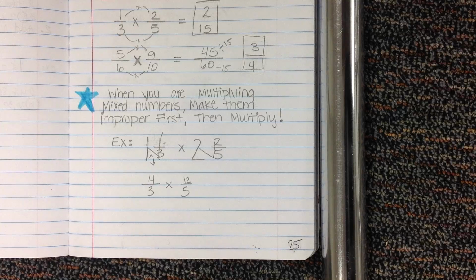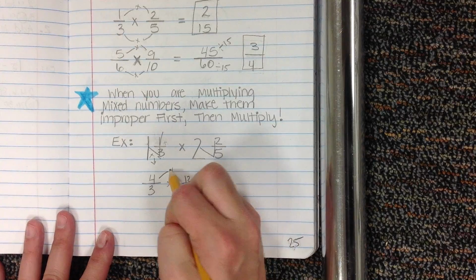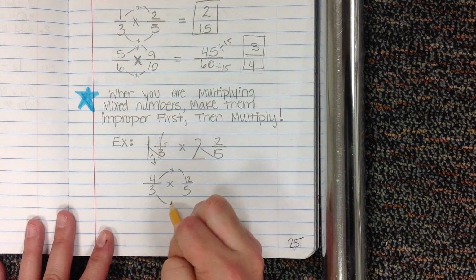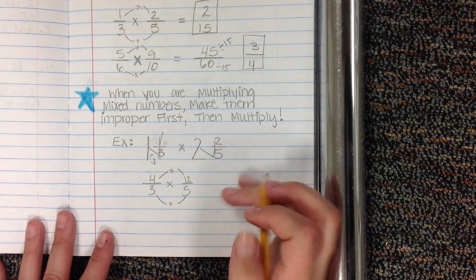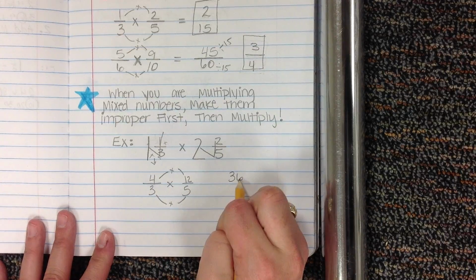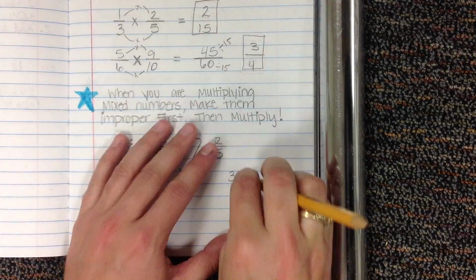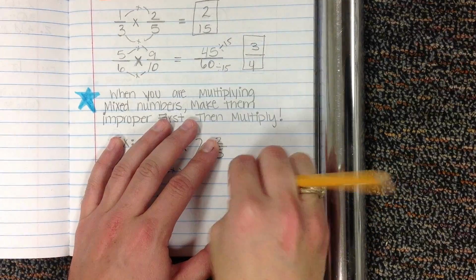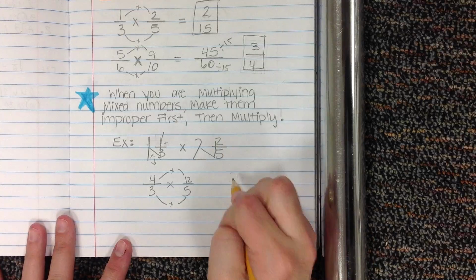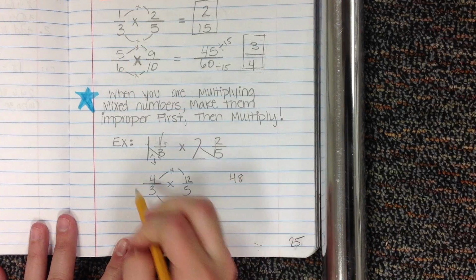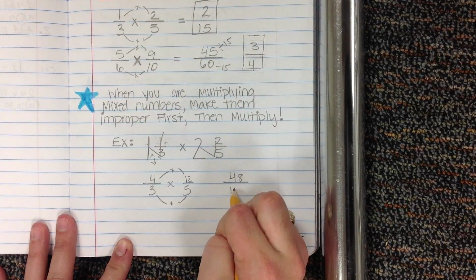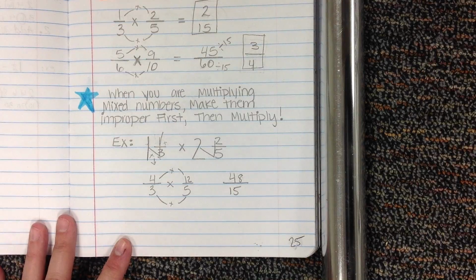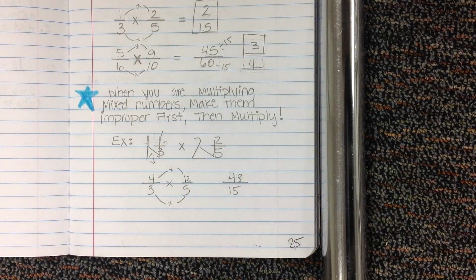Multiplying fractions, that's no problem. Top times the top and bottom times the bottom. 4 times 12 gives me 48. And 3 times 5 gives me 15. This is not a simplified fraction because my numerator is larger than my denominator.